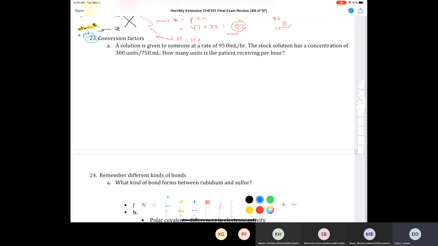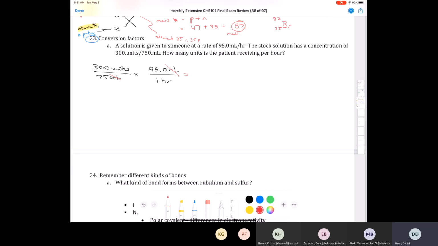It says here, a solution is given to someone at a rate of 95 milliliters per hour. The stock solution has a concentration of 300 units for every 750 milliliters. How many units is the person receiving per hour? So it's just a matter of setting up the math correctly. If I have 300 units for every 750 milliliters, and I am giving it at a rate of 95 milliliters for every 1 hour, you can see that my volumes are going to cancel out.